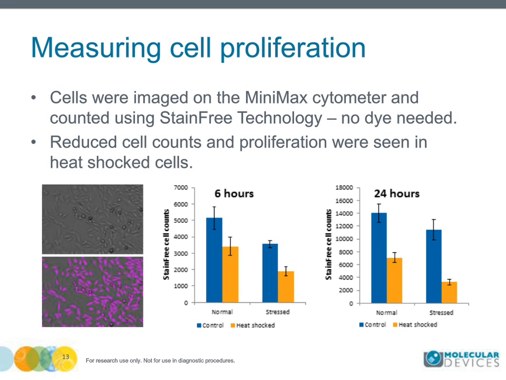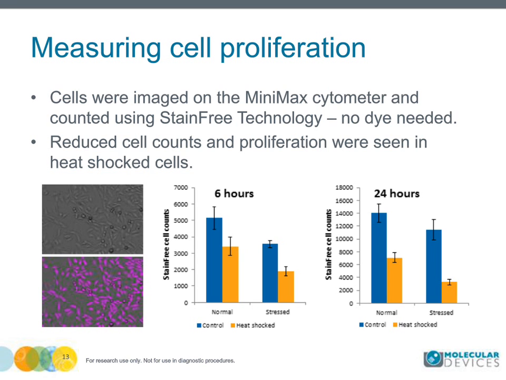So I've got a couple of graphs showing you the cell counts that we came up with for the control and heat shock cells. And I'm showing you in each graph the normal and the stressed cell populations. All the blue bars represent control cells that were grown at 37, and the orange bars represent cells that were heat shocked at 45 degrees for 90 minutes. So you can see even after 6 hours, there appears to be a slight reduction in the number of cells present, even in the normal population, when you heat shock them. And that difference is more pronounced in the stressed population, even at 6 hours.